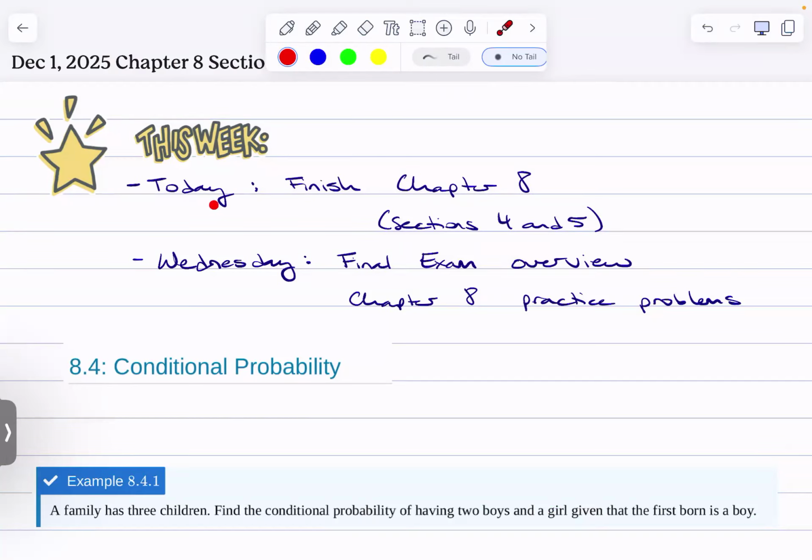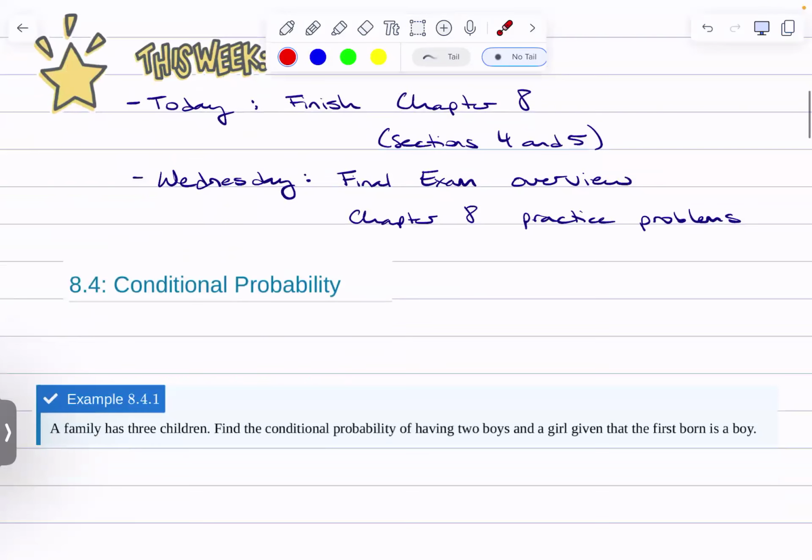My plan for today, we're going to finish chapter 8, sections 4 and 5, and then that'll be the end of new material. And then what I want to do for Wednesday is give you a final exam overview, just an idea of where the grades will be distributed and what kind of questions to expect. Okay. And then I'll post some chapter 8 practice problems that we'll go through.